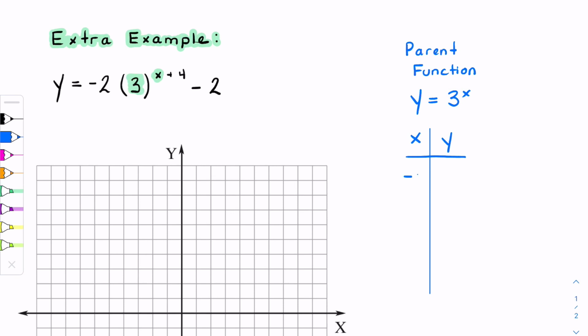So I always use the same 5 points. I start with -2. 3 raised to the power of -2 is 1 over 3 squared, which is 1/9. At -1, the output is 1/3. At 0, 1. At 1, 3. At 2, 9. So these are your parent function points.